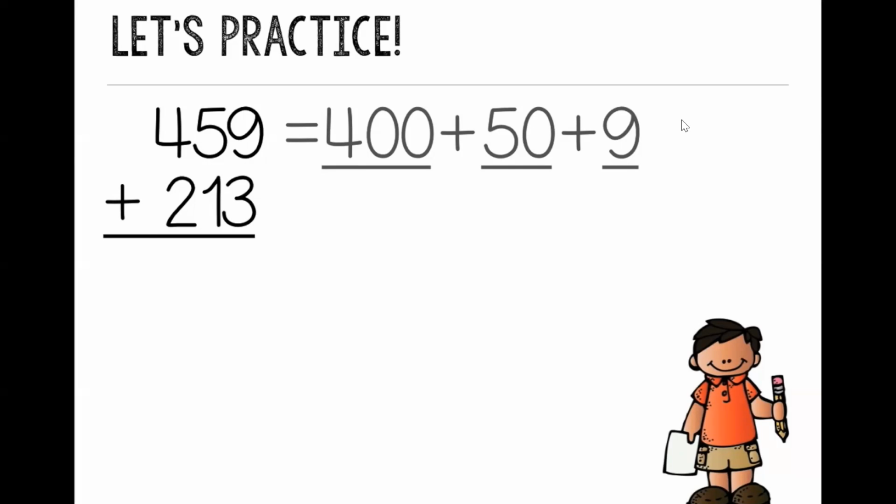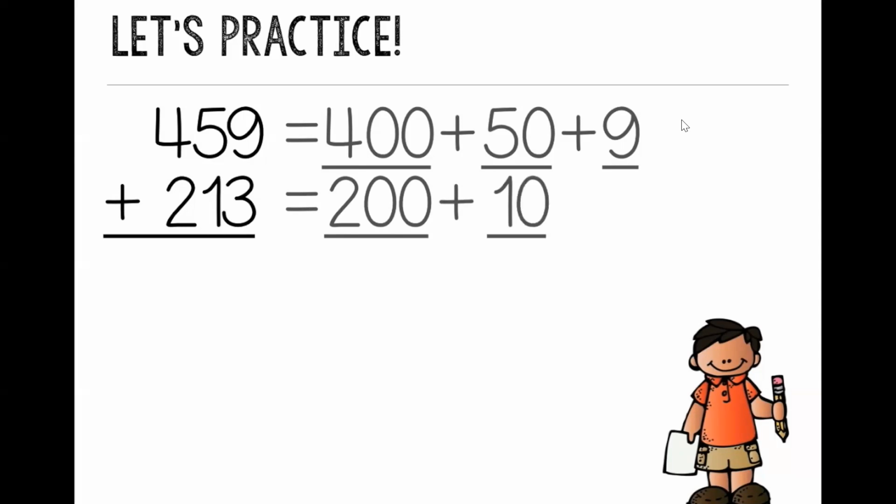My next number is 213. First, I look at the hundreds place. There's a 2, so that means 200. Then I look at my tens place. There's a 1, so that means 10. Then I look at my ones place. I see a 3, so I have 3 ones. So 213 is equal to 200 plus 10 plus 3.